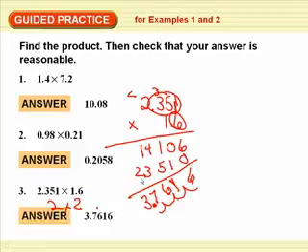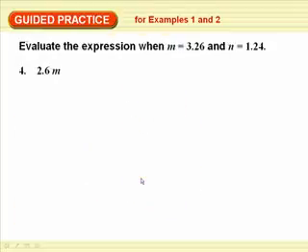Let's get out of here before my pen really quits. Evaluate the expression when m equals 3.26 and n equals 1.24. So we put the value in, and I think you guys are capable of multiplying 3.26 times 2.6. Okay, so you guys do that.